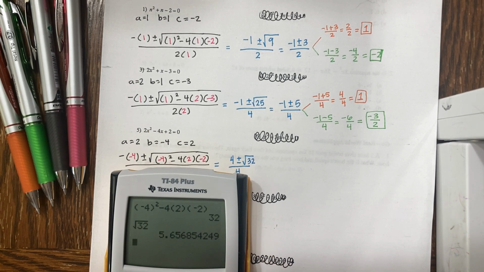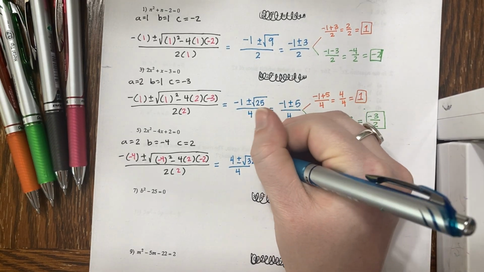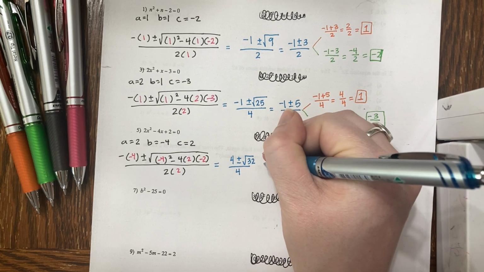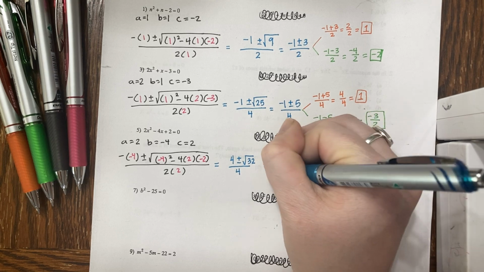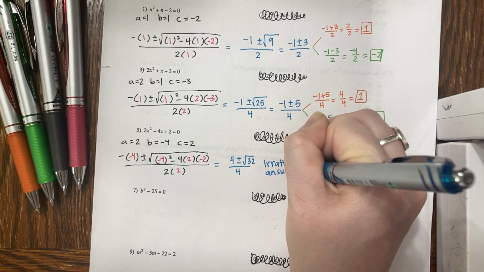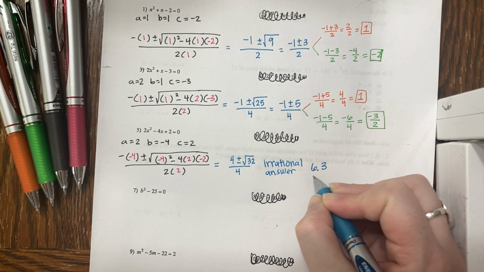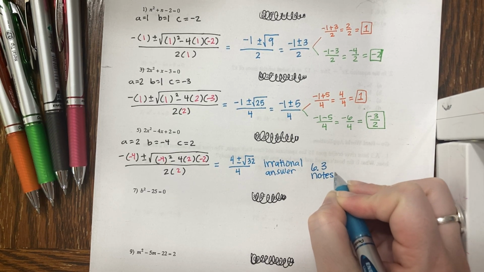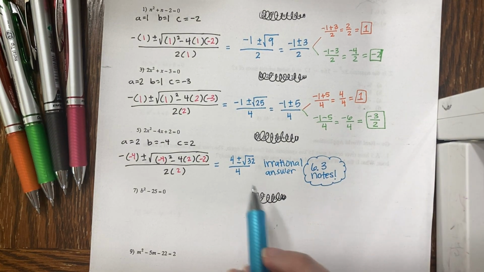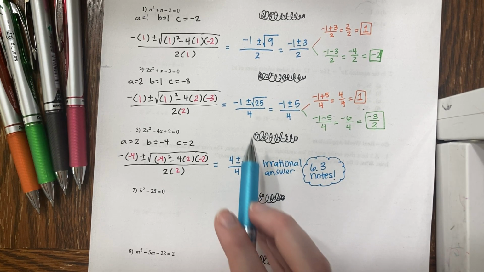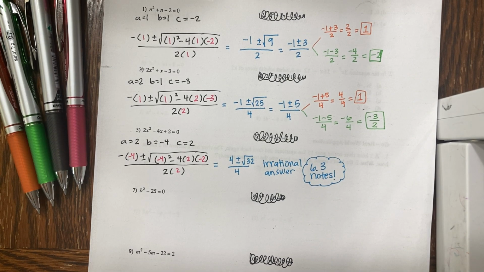This gives us a decimal. This one we are going to skip because we can't square root it. It is actually an irrational answer, and we are doing those in 6.3 notes. So we're just going to stop there on that one. This one, when I typed it in, it was a decimal, so it's not a rational solution. You won't have nice numbers at the end.